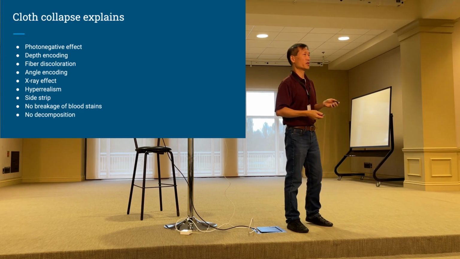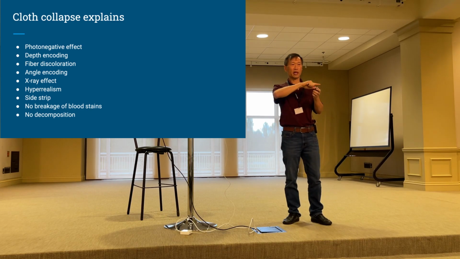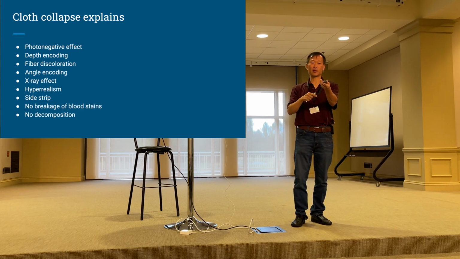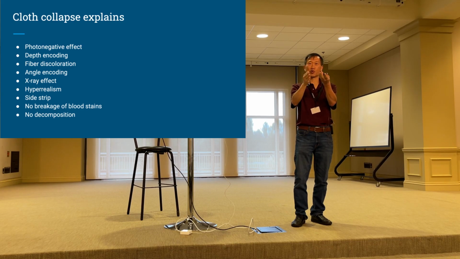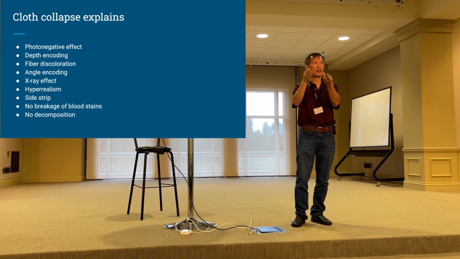It also accounts for the angle encoding, because suppose the body is here and the shroud was like this, the cloth would collapse down. And then the parts at the side would not collapse as much. And so there was less imaging on the sides. And there'd be more imaging at the top because it was flat going down. At the sides, it's just going down like this. And so there's less cloth that is interacting with the body.